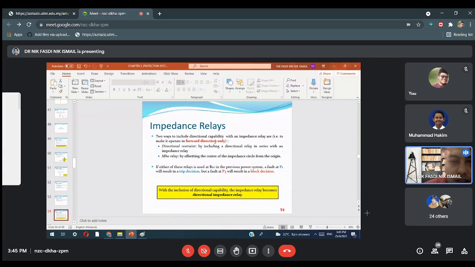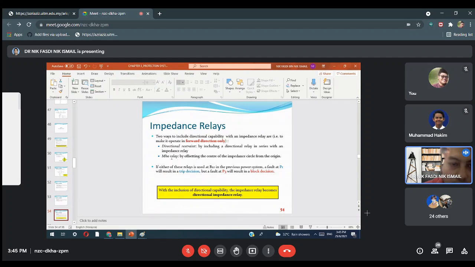Two ways to include directional capability with an impedance relay are, for example, to make it operate in the forward direction only, directional restraint by including a directional relay in series with an impedance relay. So same case with the overcurrent relay. Overcurrent relay operates based on the magnitude of current. Okay, impedance relay dia operate based on the impedance, tapi dia tak ada directional. So in order to make it operate with direction, we need to combine with a directional relay.